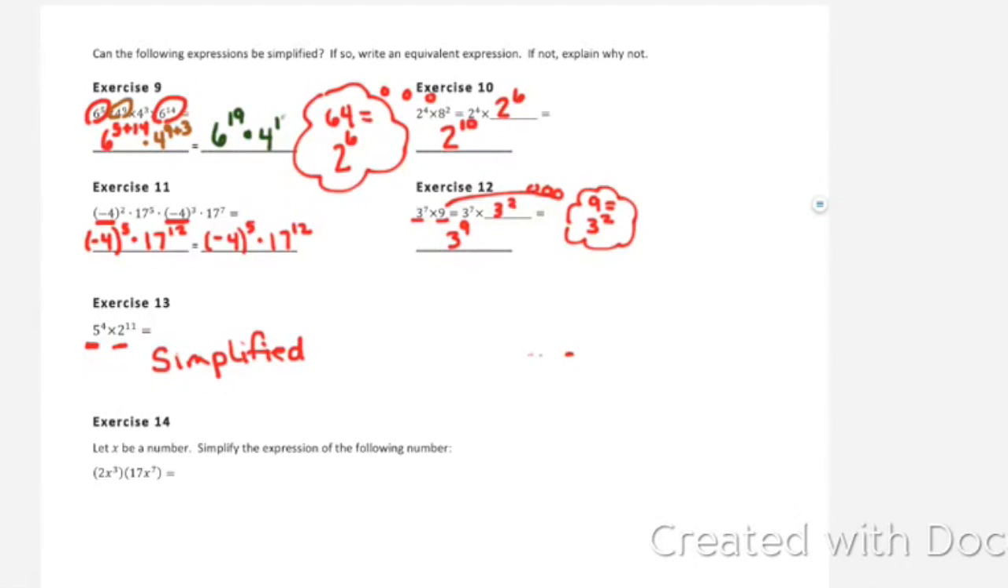Unless we would use our calculator to find out some other values, there's other ways we could express it, but there's not the same base, and we can't write those in terms of the same base, so we just let it go. And then for number 14, we're going to break that down and say 2 times 17, so putting our coefficients together, times x to the 3rd times x to the 7th. 2 times 17 is 34. And then x to the 3rd times x to the 7th is x to the 10th.